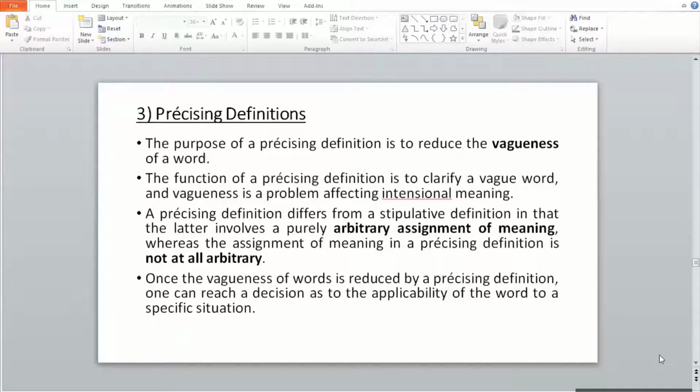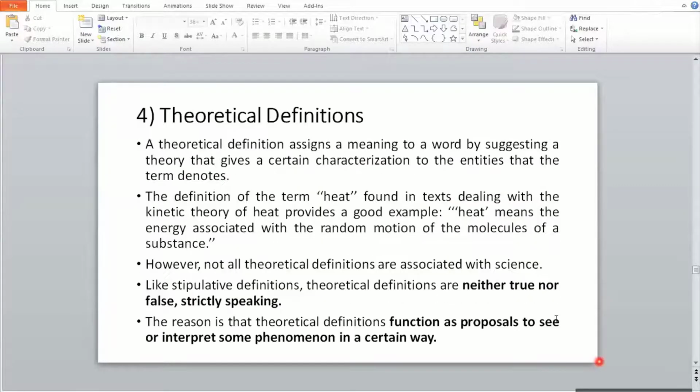This is the third type of definition. The next type of definition is a theoretical definition. The name itself is also explanatory here. You see, theoretical definition. What comes to your mind when you are hearing theoretical definition? Kabada, what comes to your mind without looking at the screen?